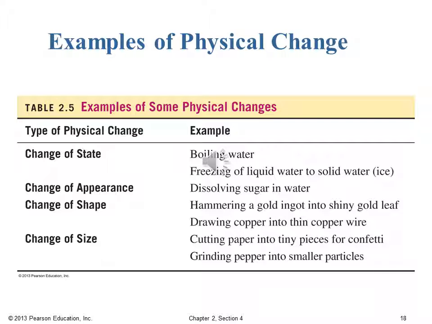You can get the sugar back by boiling off the water, which you could also collect after you condense it back to a liquid. Changing of the shape, so hammering a gold ingot into shiny gold leaf, or drawing copper into thin wire. That's a couple examples of changing of shape, and then changing of size, cutting into tiny pieces or grinding into smaller particles. So we didn't change the chemical makeup, we didn't change the composition of the substances. In these cases, we didn't change what they're made of, I guess, is the take-home message. They're still the same physical substance, they just have a different physical appearance.